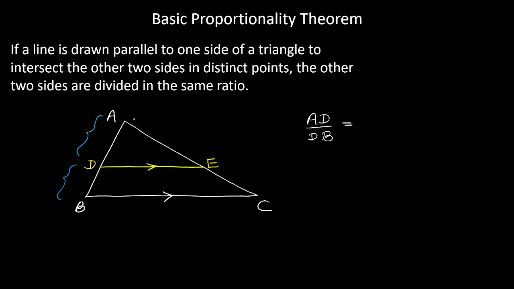Right side ratio means the same way I am taking the ratio on the right side. This is what the theorem says. The right side ratio will be AE by EC. So when I do the problem, I will simply say: left side ratio equal to right side ratio. Left side ratio AD by DB will be equal to the corresponding ratio on the other side, AE by EC.